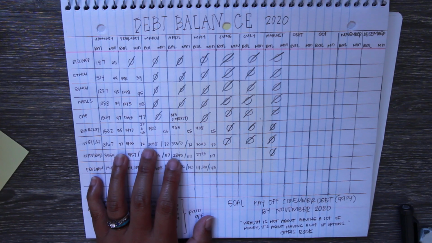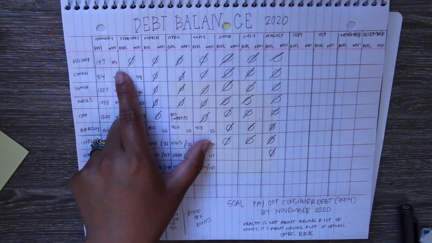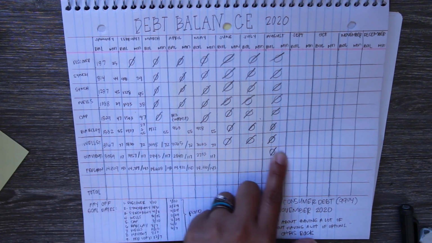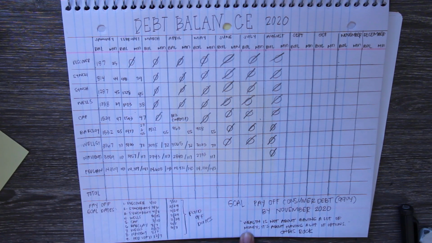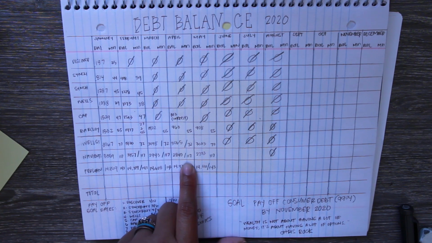Also, my husband was still working as usual. Thankfully for us, he was not one of the ones that lost his job or got laid off or anything. So we were able to pay down a lot this year. Our goal was to pay off our consumer debt by November 2020, which was a total of $9,904. And we were able to do that, plus pay off one of my student loans as well.